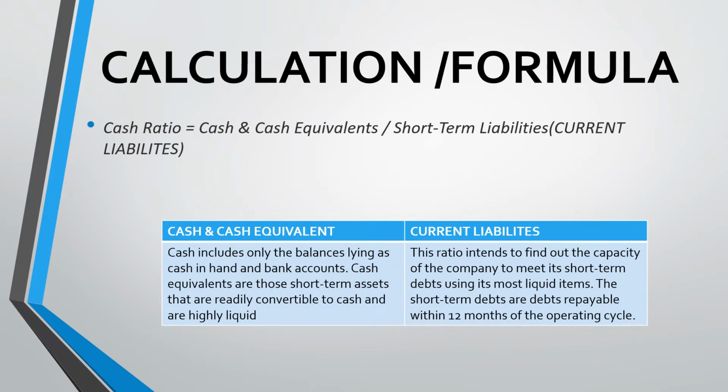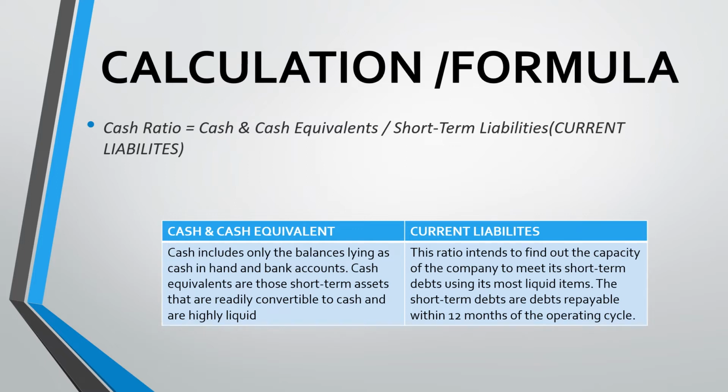Here is the formula for cash ratio. Cash ratio equals cash and cash equivalents upon short-term liabilities, which is current liability. Cash includes only the balances lying as cash in hand and bank accounts. Cash equivalents are those short-term assets that are readily convertible to cash and are highly liquid, which includes stock, bonds, government securities, treasury bills, bank deposits, money market instruments, etc.